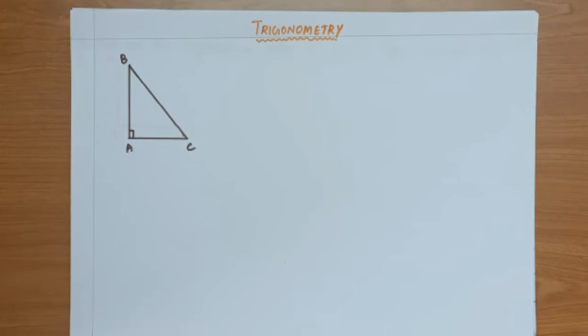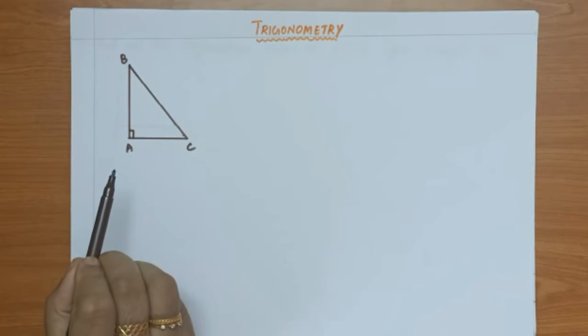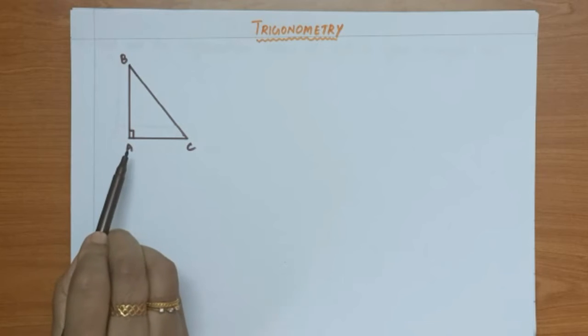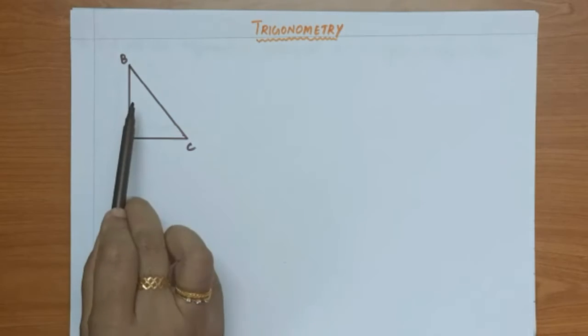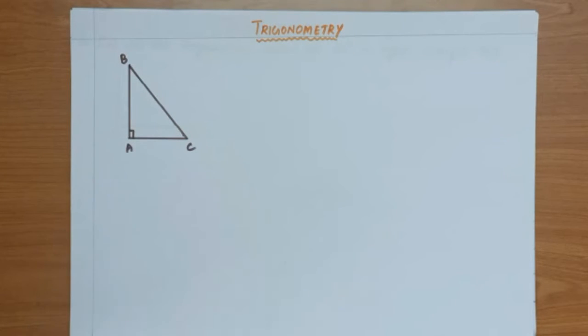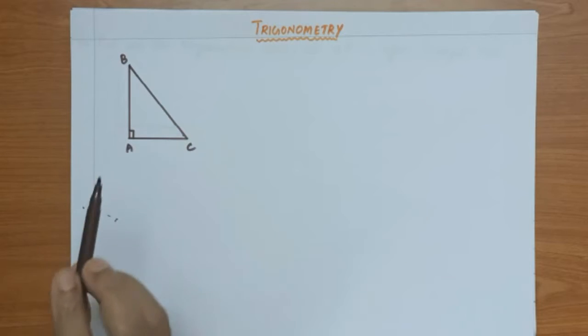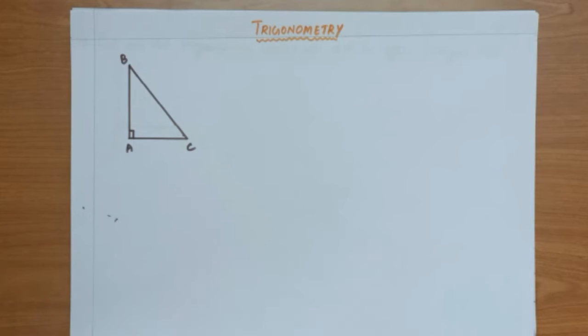Now we are going to study about trigonometric ratios of the angle. Let us consider a right angled triangle ABC. It is right angled at A. If triangle ABC is a right angled triangle and it is right angled at A, then angle B and angle C are acute angles. Acute angle means the measurement of an angle is less than 90 degree. So, angle B and angle C are lesser than 90 degree.